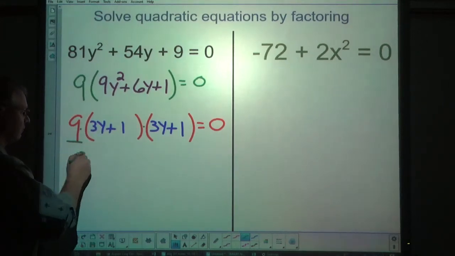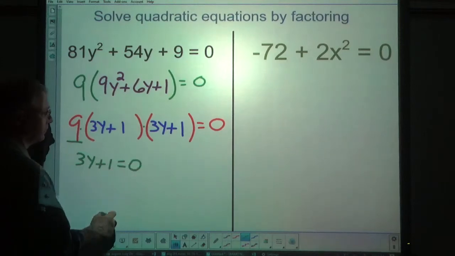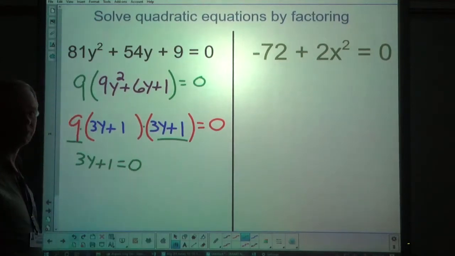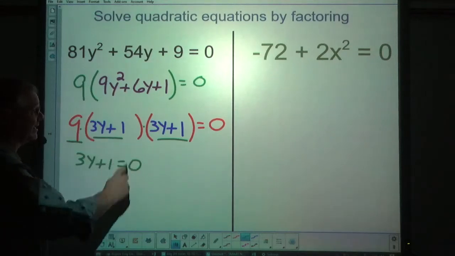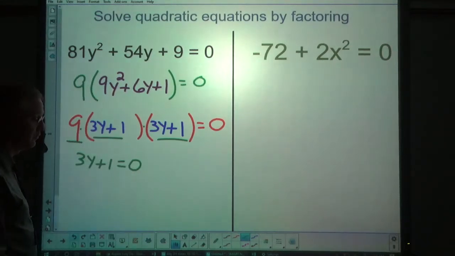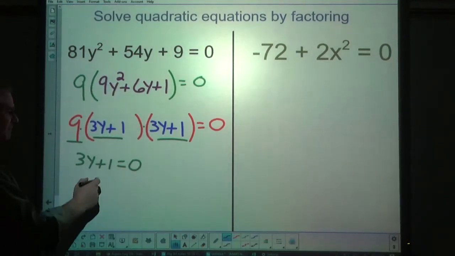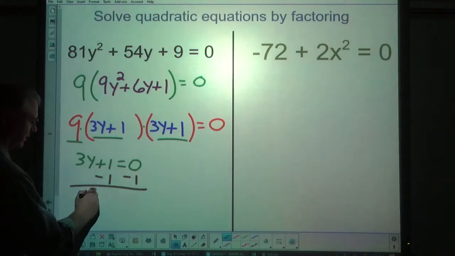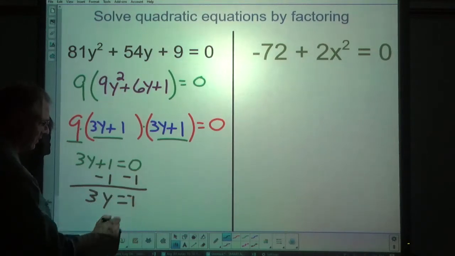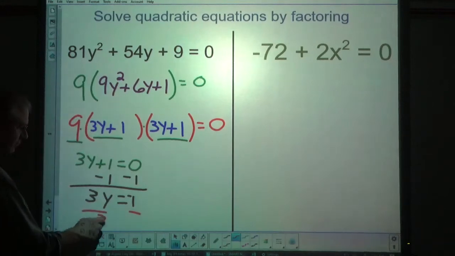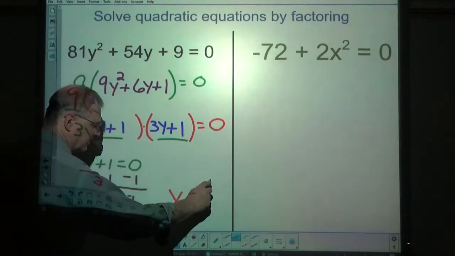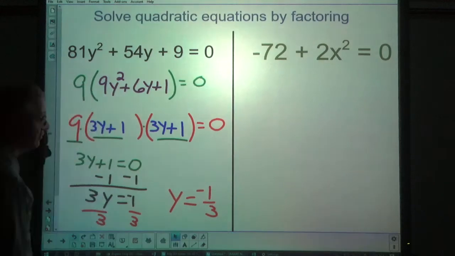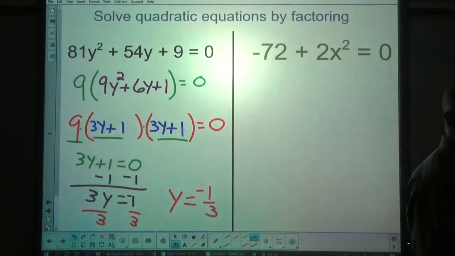All right, so I've got my 3y plus 1 equals 0. Am I going to have to solve that one? The answer is no, because it's exactly identical to this one. So, kind of a redundant statement there, exactly identical. Subtract 1 from both sides, 3y equals negative 1, and then divide both sides by 3. y equals negative 1/3. You can always test it by going back up to the top and plugging it back in for y.